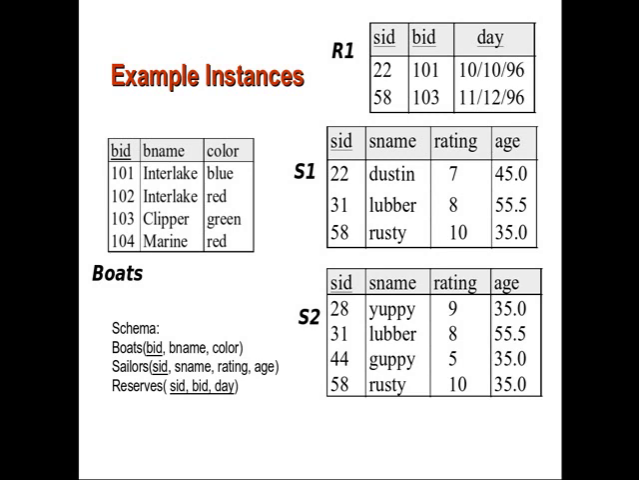We can write the schema for these relations, and the way to write the schema is that we write the relation name, for example for the first relation, boats, and then we write the attribute names in brackets separated by commas. So in the first case we write boats, the relation name, and in the brackets we write the attribute names, that is BID, bname, and color, separated by commas.